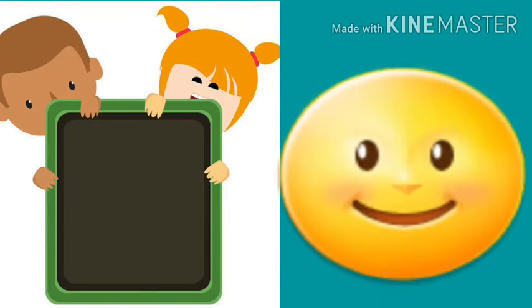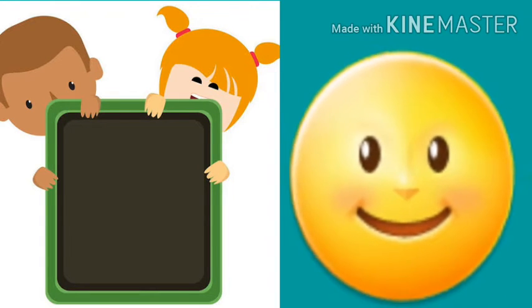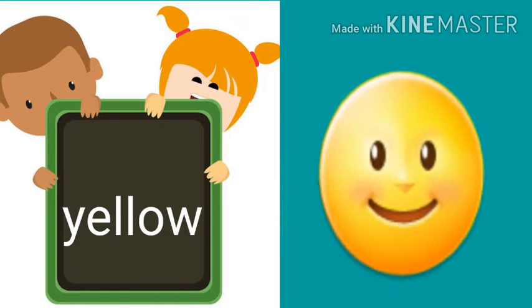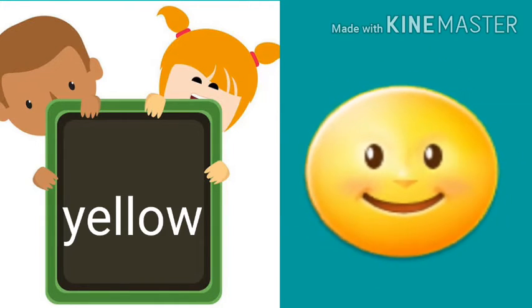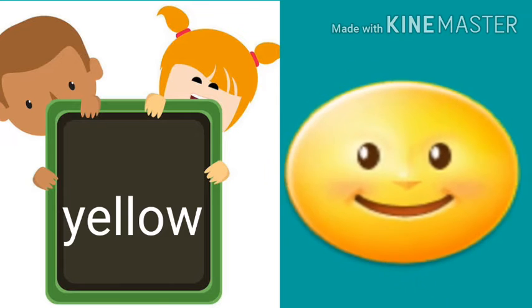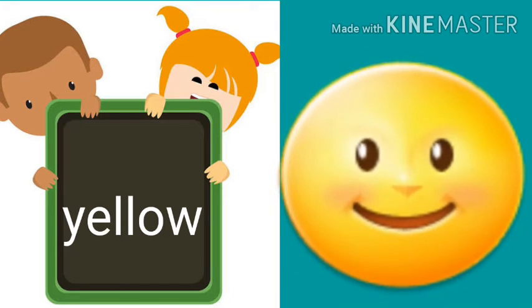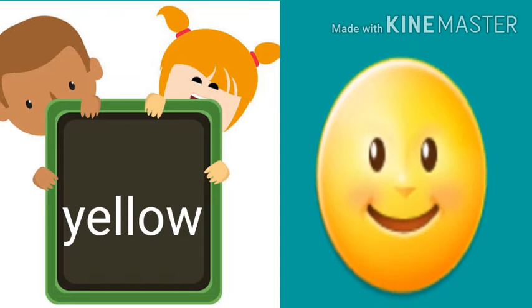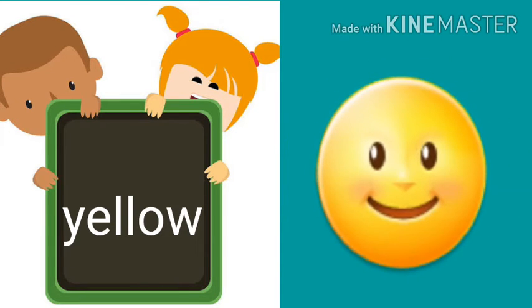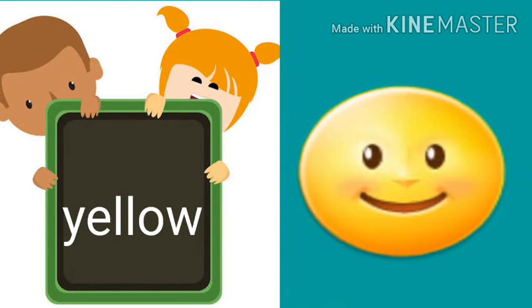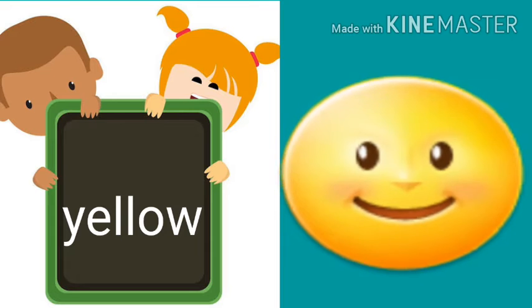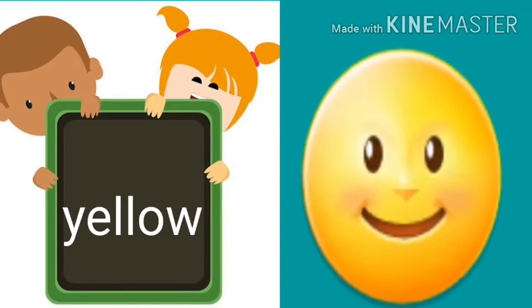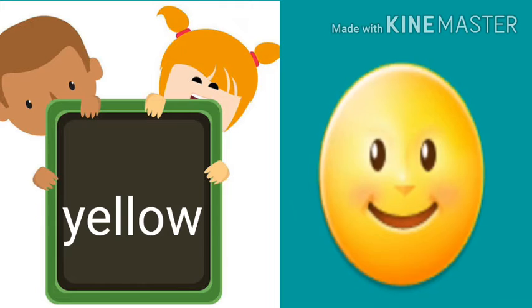Can you see what is this? This is yellow color. What color is this? It is yellow color. Yellow has a sound. Read with me aloud. Y, a, l, ow. Yellow.